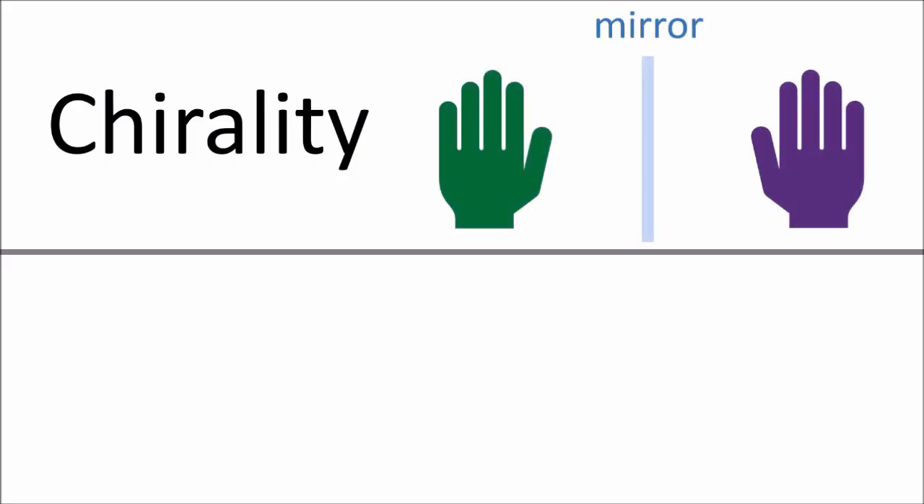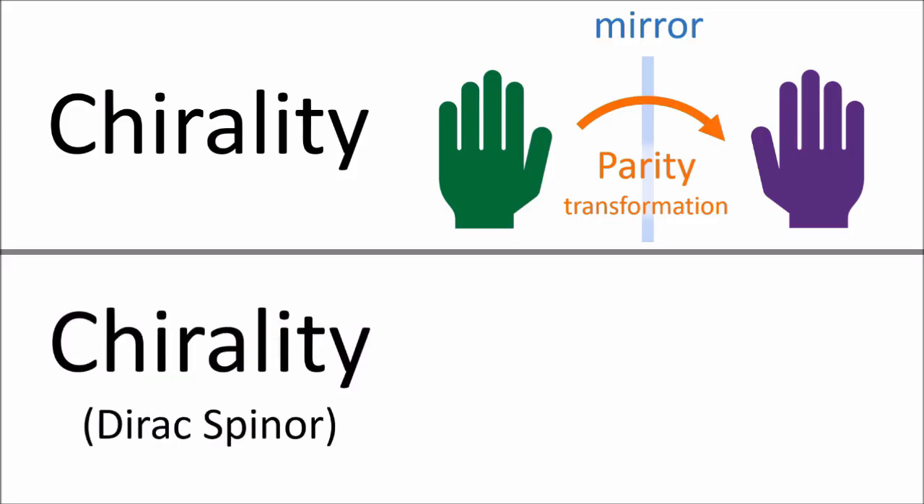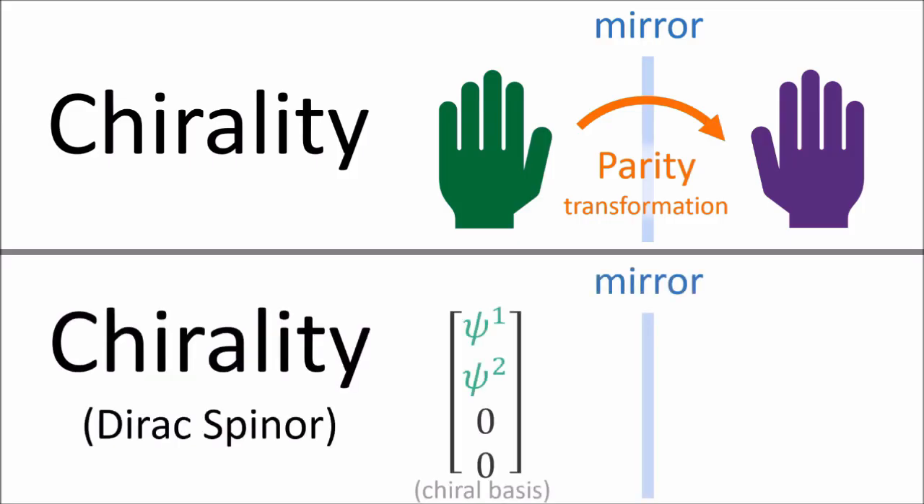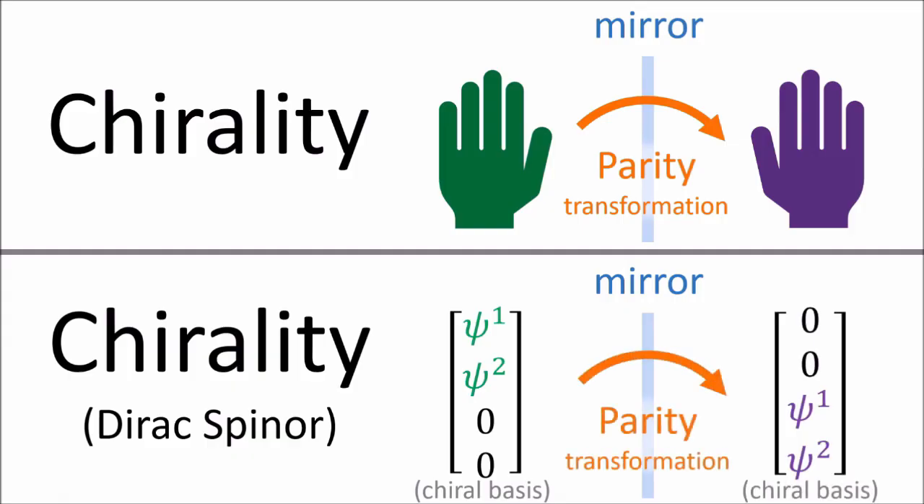The next topic I want to talk about is called chirality. Chirality is a property we assign to an object when the object is not equivalent to its mirror image. For example, a left hand is not equivalent to its mirror image, which is a right hand. Transforming a left hand into a right hand using a mirror reflection is called a parity transformation. Dirac spinors have a similar chiral property, where parity transforming a left spinor will give us a right spinor.